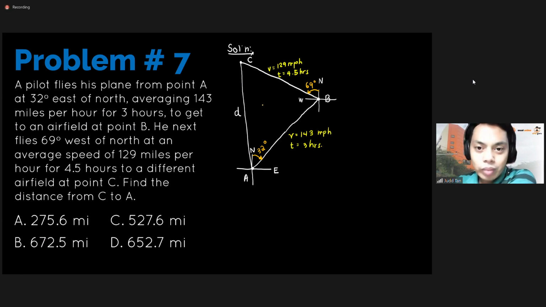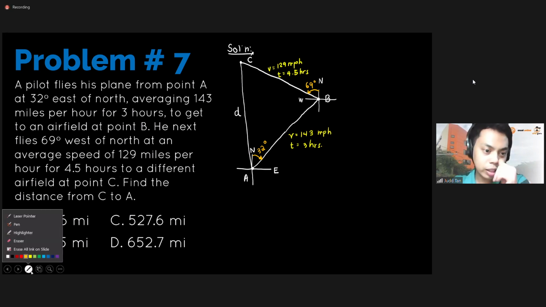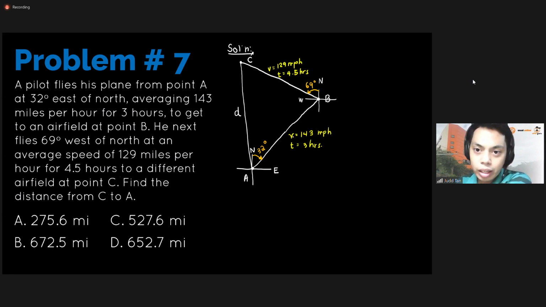Alright, so, ito po yung distance. Syempre, kapag may mga ganito, guys, may mga speed and time, it's best to simplify first. Since binigyan tayo ng speed tsaka time, gawin natin distance. Distance is speed times time. Okay, speed times time. Sige, let's solve. 143 times 3, ano po yan? Tama po ba? 429. 429 miles.